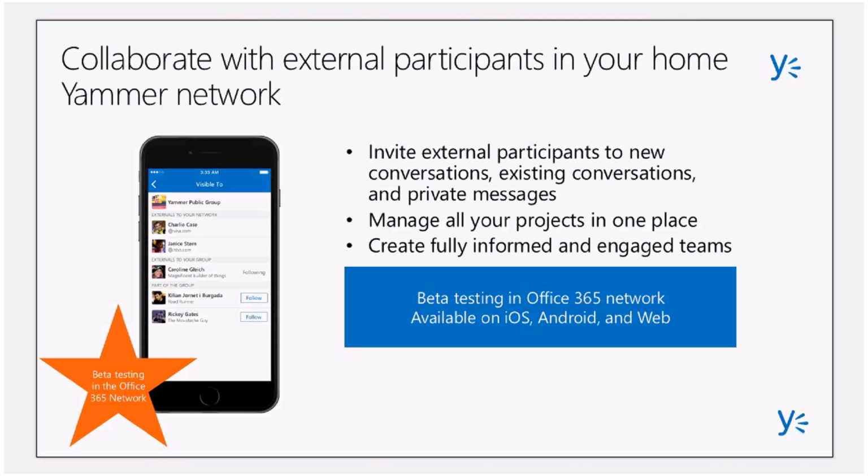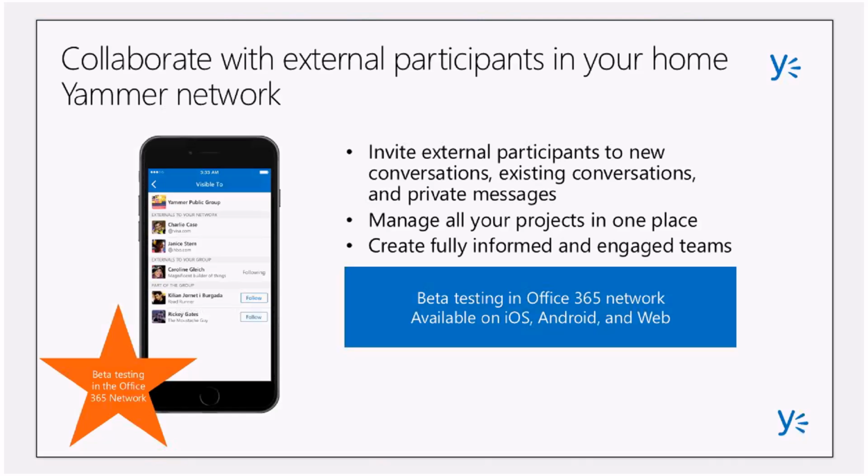Another thing that's new is this idea of external collaborators and messaging. This hasn't rolled out yet, but it's going to be soon, and you're going to be able to manage your projects all in one place. If you work with vendors, partners and customers external to your Yammer network, you're going to be able to invite them to new internal conversations or existing conversations, and you can even send them private messages. This is not an external network, right? This is adding somebody from outside your network into that conversation. You're not really inviting them into the network. All they can see, visibility-wise, is that conversation.